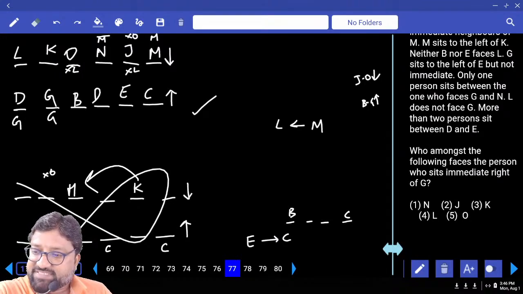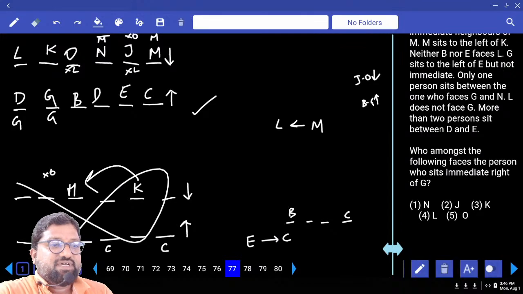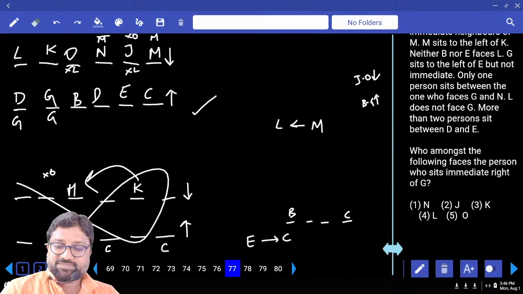Who among the following faces the person who sits to the immediate right of G? Who is sitting to the immediate right of G? B. Who is opposite to B? O. 78.